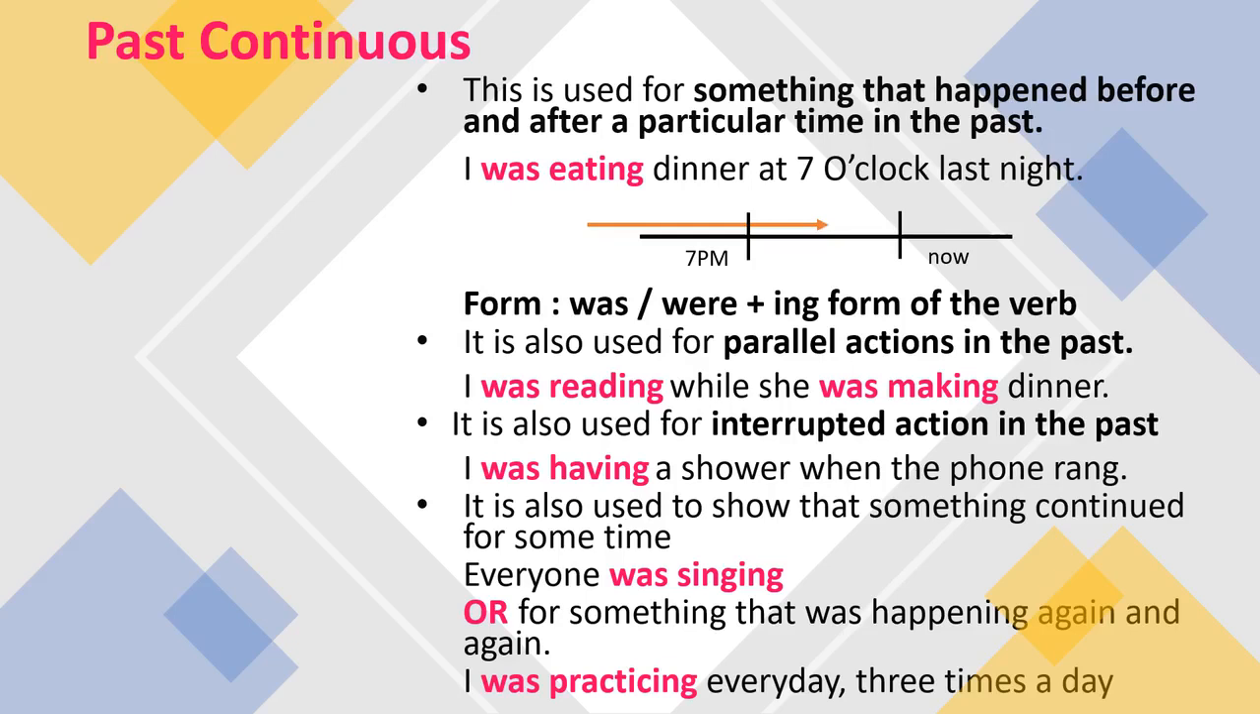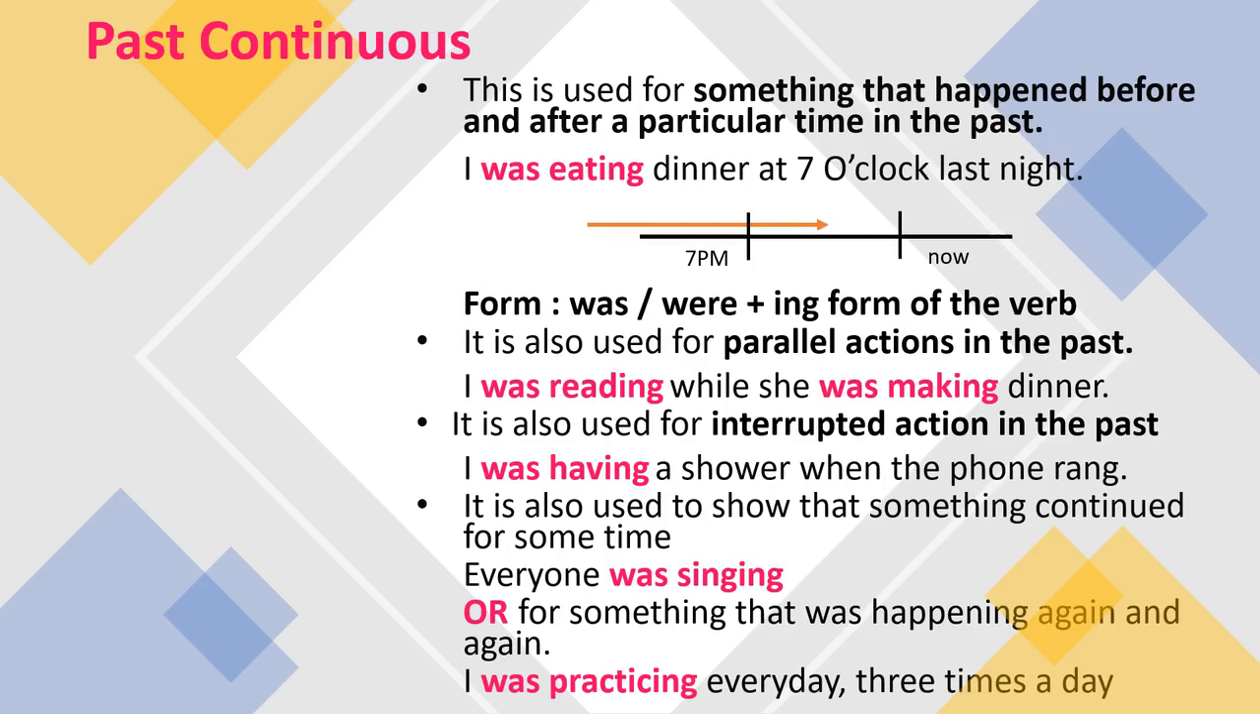It is also used for an interrupted action in the past. For instance, it could be, I was having a shower when the phone rang. So, here, what interrupted having the shower? That is the phone ringing. So, in that case, when there is an interrupted action, we make use of past continuous tense.